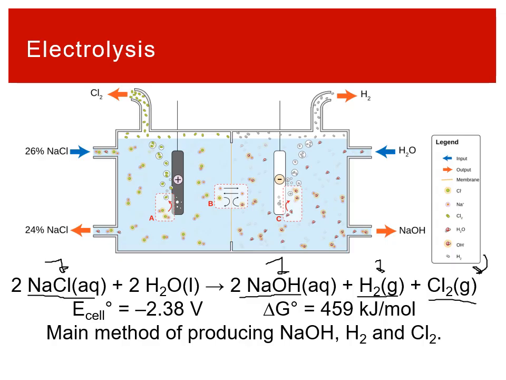But hydrogen, aqueous sodium hydroxide, it's all just about applying potential. You note it's 459 kilojoules per mole that has to go in, the E cell is negative 2.38. So you have to apply 2.38 volts. It's a lot of energy that has to go in. It's a lot of energy. So basically you're running like a power plant in and of itself just to provide the electricity to do this.